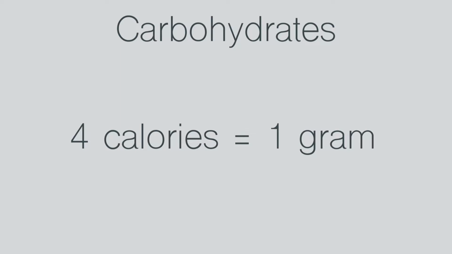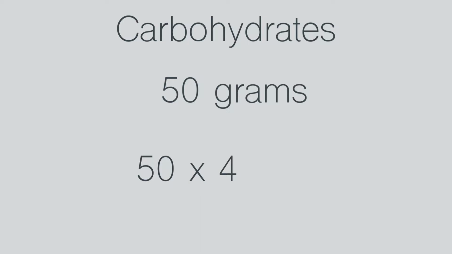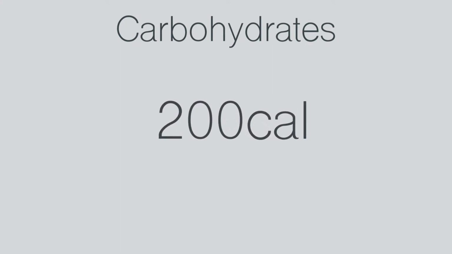As far as the calories provided by carbohydrates, there are 4 calories for every gram of carbohydrates in a meal. So for example, if you had 50 grams of carbohydrates in a meal, you would take that 50 times 4, because there are 4 calories per gram, which gives you 200, and that's 200 calories of carbohydrates for that meal.